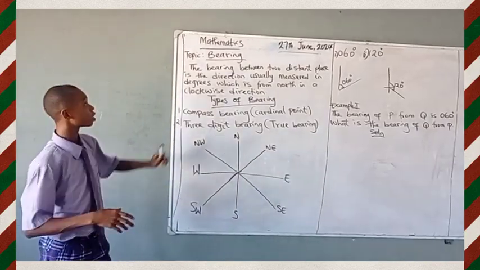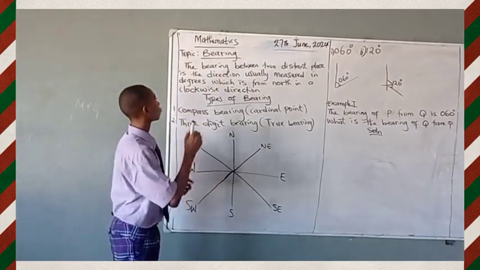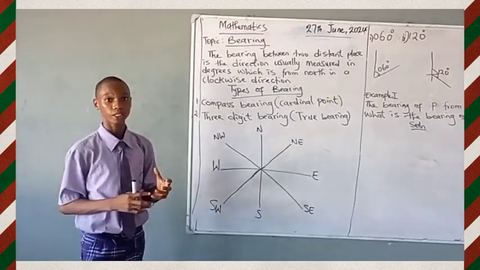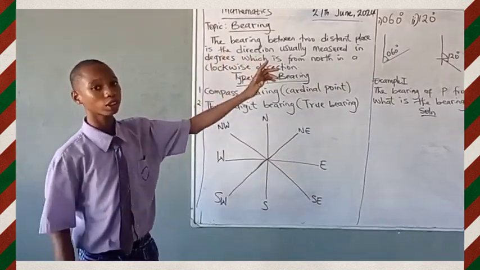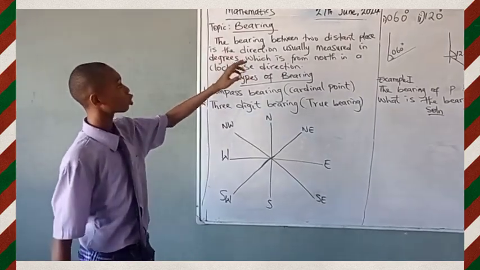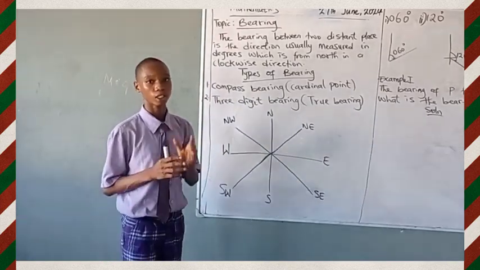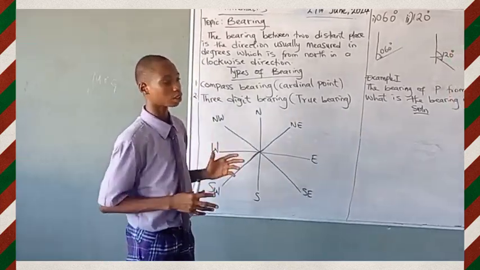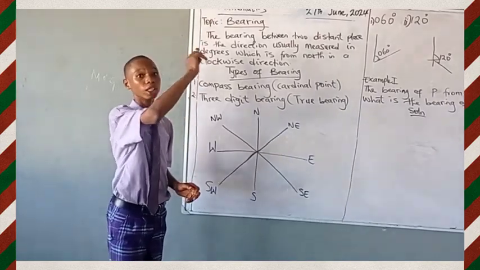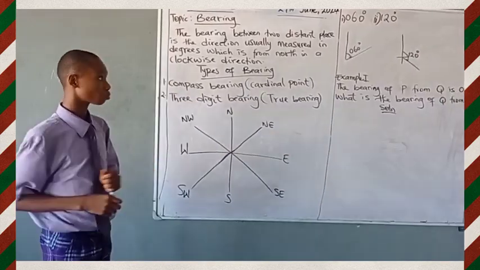Our topic today is bearing. I'm going to start with the definition of bearing. The bearing between two distant places is the direction, usually measured in degrees, from the north in a clockwise direction. Meaning that in bearing, we start from the north pole in a clockwise direction.